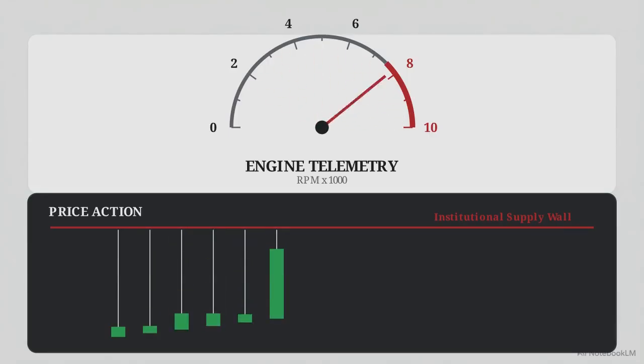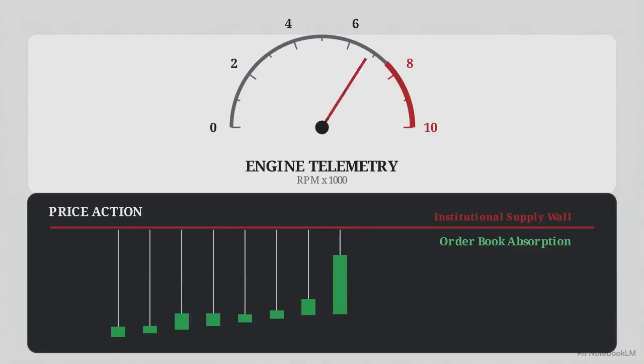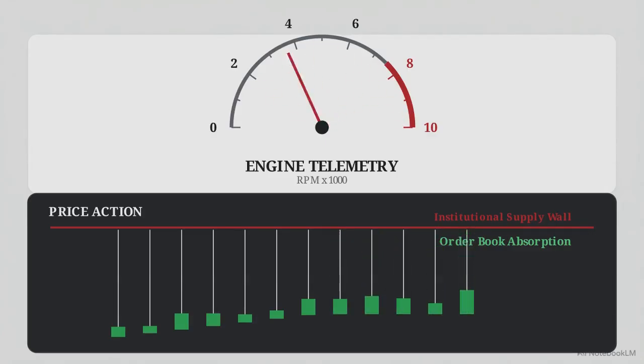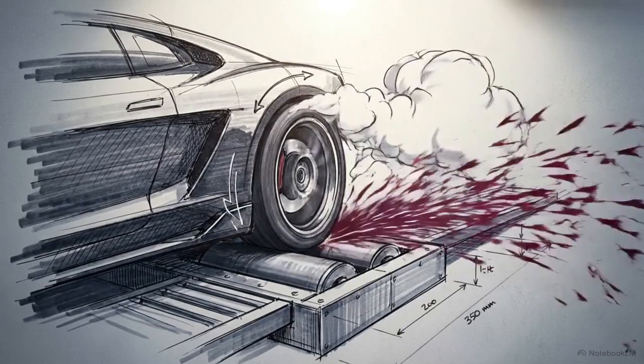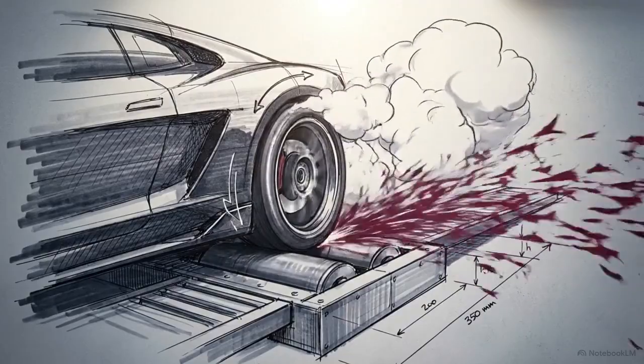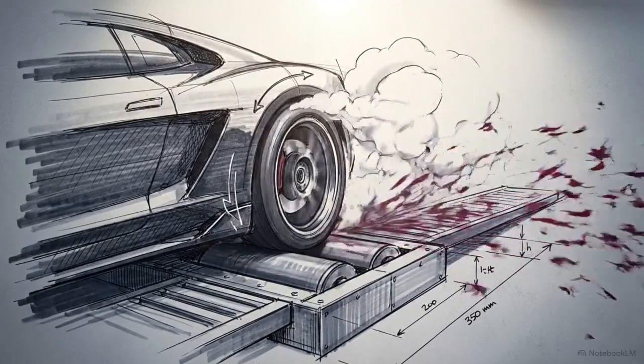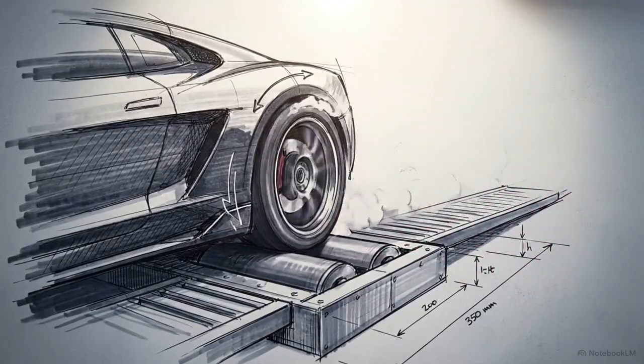The activity at the supply wall mirrors a redlining engine. The engine is at peak RPM, pushing at resistance with no forward progress. These locked dynamometer rollers represent the absence of net price displacement. The wheels are spinning with high torque, but the vehicle remains stationary.